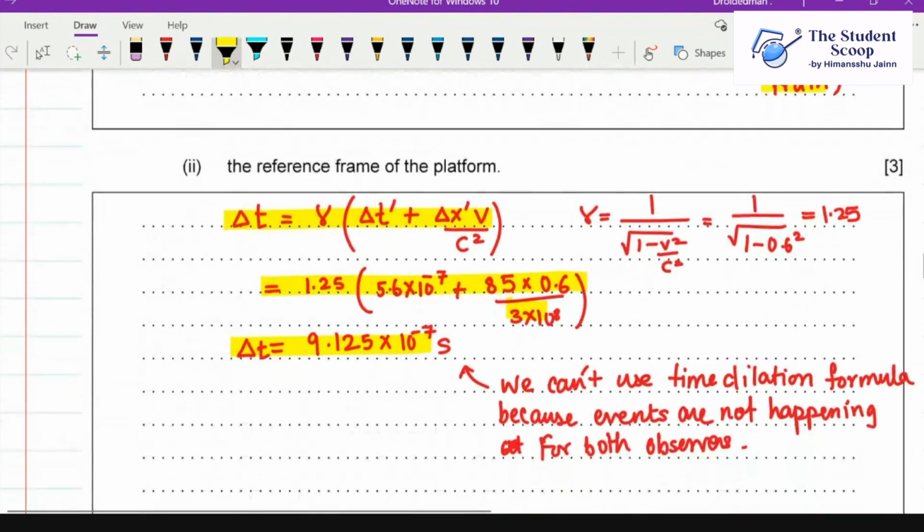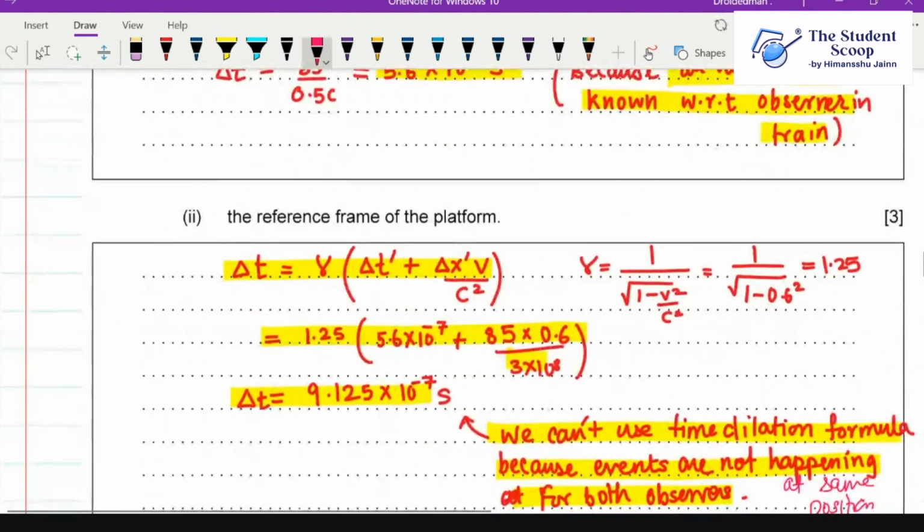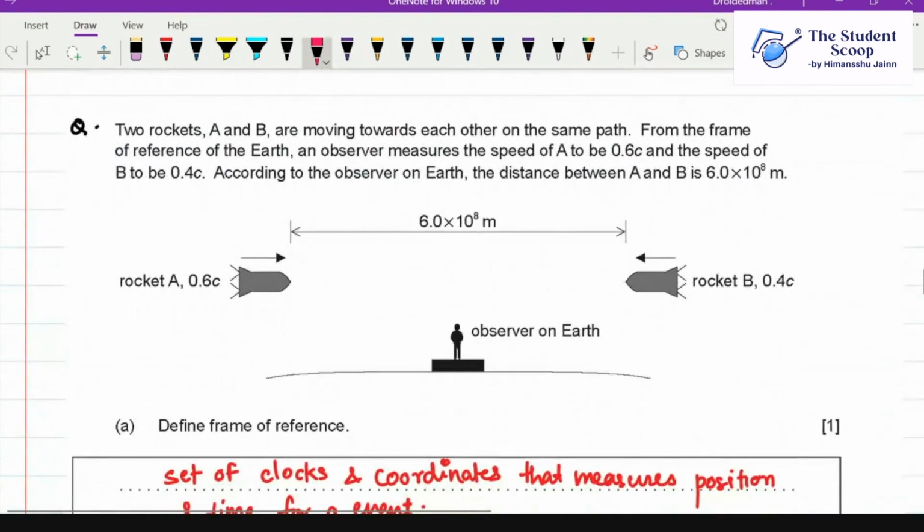Why can't we use the time dilation formula? We can't use it because the events are not happening at the same position. For both observers, the events are not happening at the same position. Only when the events are happening at the same position will we see time dilation. The ball moving from the back end to the front end is not at the same position for both observers. Okay, one last example we will quickly do.